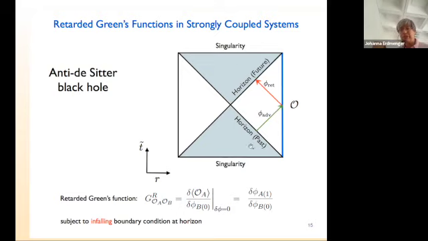And those from the past would give rise to the advanced Green's functions, and the ones going to the future correspond to the retarded Green's functions. So the black hole structure gives a very nice, natural way of including causality into our condensed matter calculation.